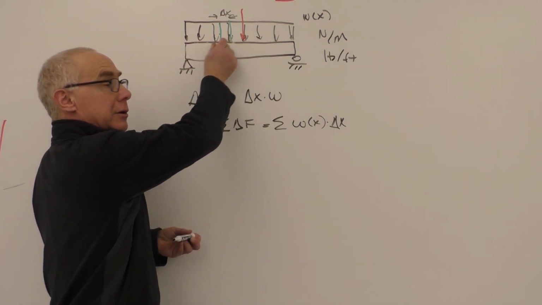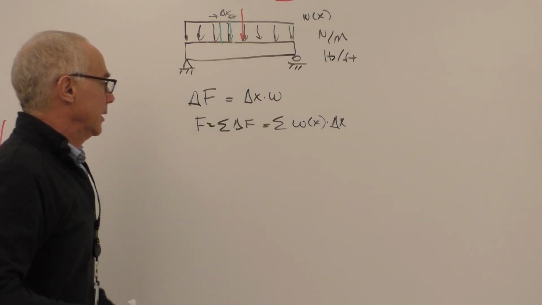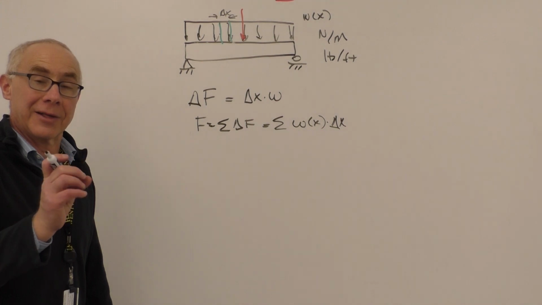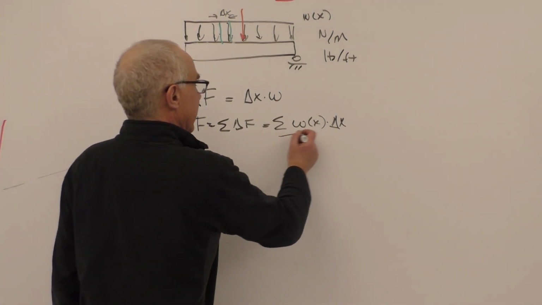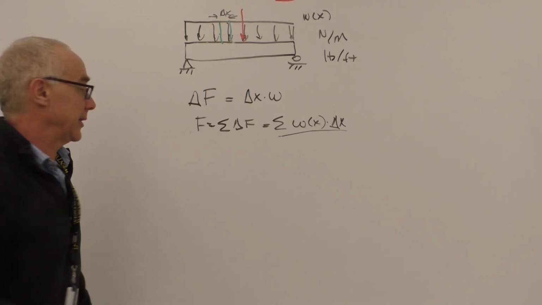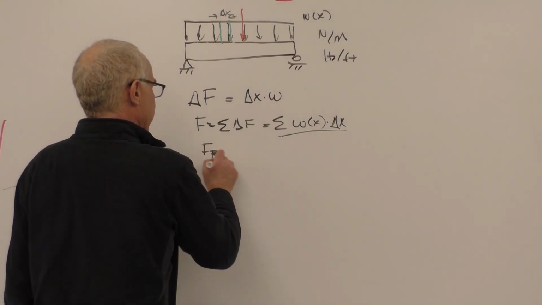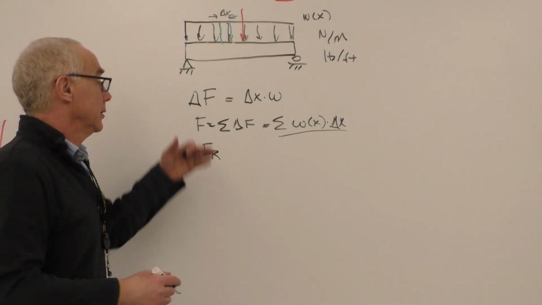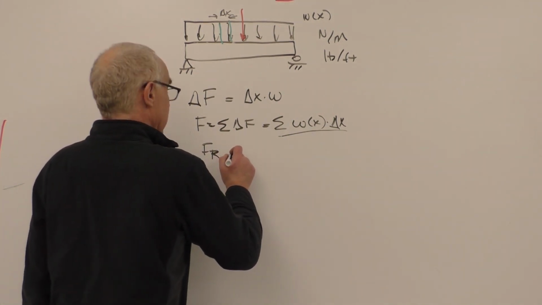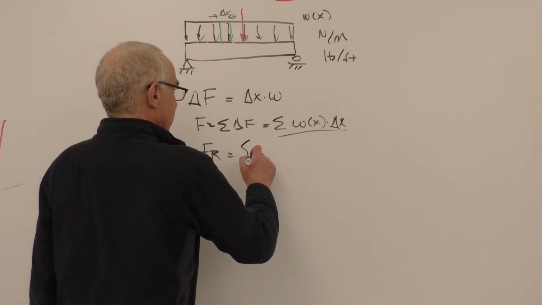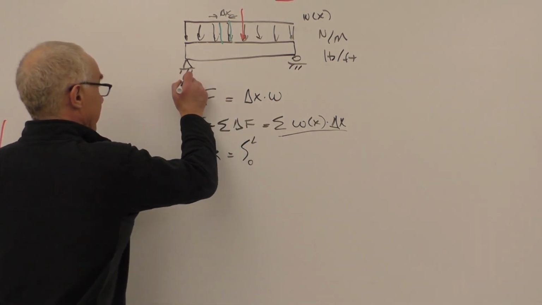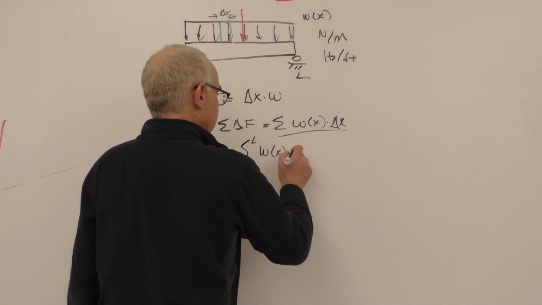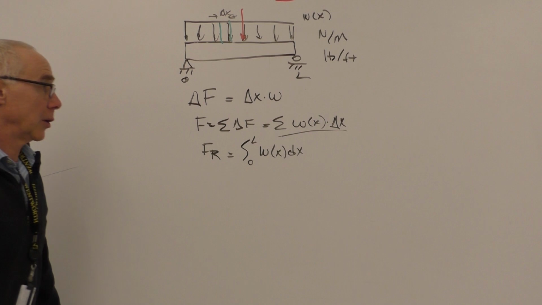I've only drawn one of them here, but we have a bunch of them over this entire length. As delta X shrinks to infinitely small width, in other words, as it approaches zero, you might recognize that this becomes an integral. And that's where we're going with this. So we'd say, and I'll even put F of R, so this is our resultant force. Remember, we always talk about F of R being resultant force. In this case, it's downward, equals the integral from 0 to L, being essentially from here to here, of W of X dx.